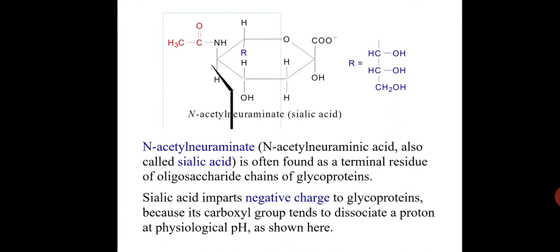It is also called sialic acid, and it is a kind of residue of glycoproteins. Glycoproteins are an association of carbohydrate and protein, so this particular molecule is present in glycoprotein as a part of the carbohydrate. Glyco means carbohydrate, protein means proteins, right? So what is the role of sialic acid? It helps in imparting negative charge to the glycoproteins because of its carboxylic group. That is the main key feature over here.